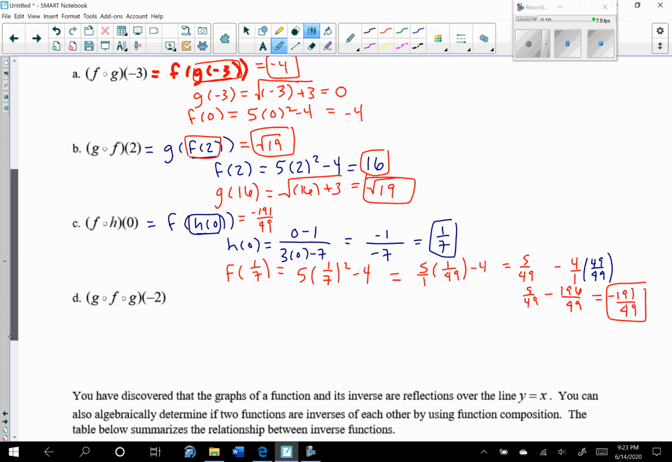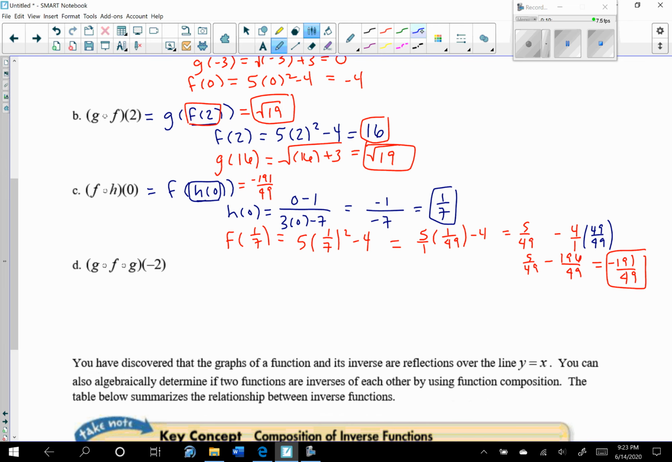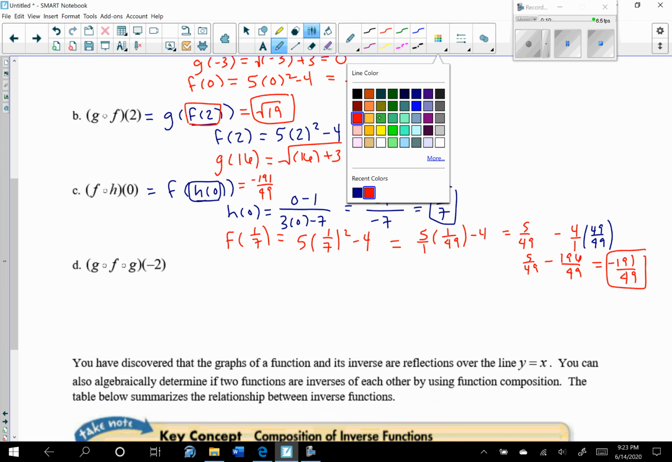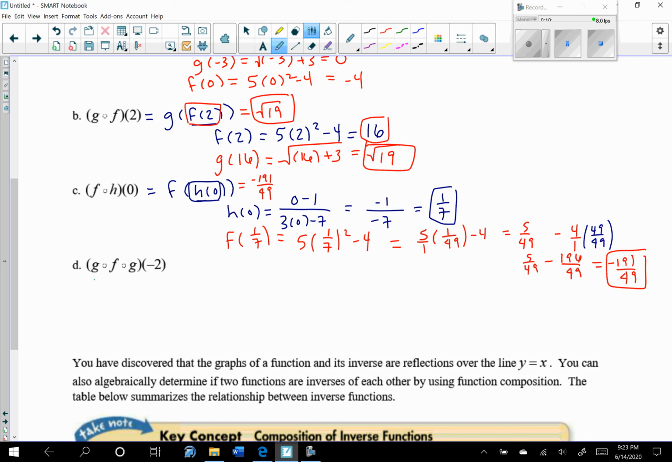And for this next one, for D, we have g of f of g of negative 2. So now we have multiple things. So we want to do g parenthesis f parenthesis g of negative 2. So again, you always evaluate the inside function first, and then you do the outer function. What's the inside function? G of negative 2. So I evaluate that first.